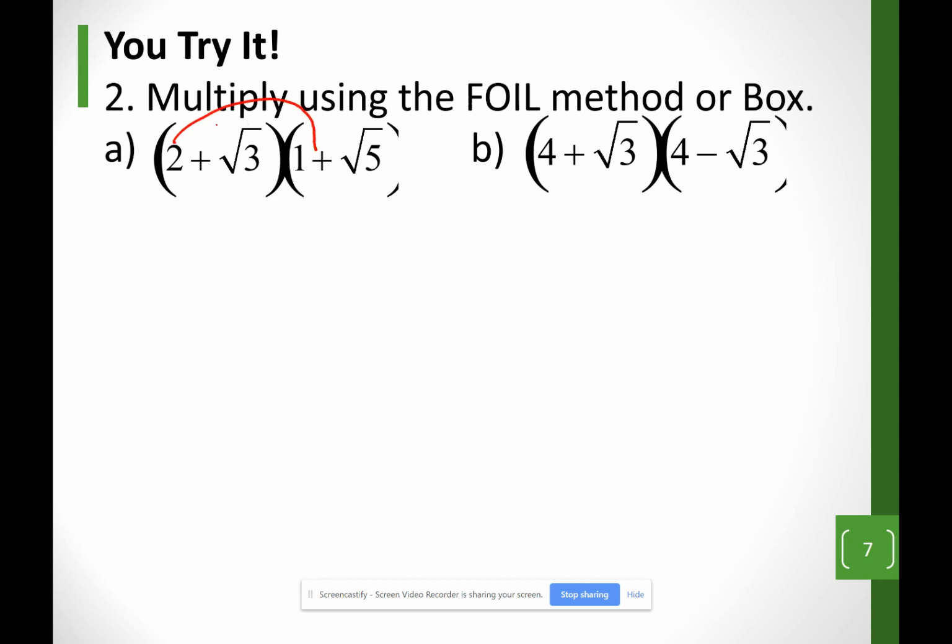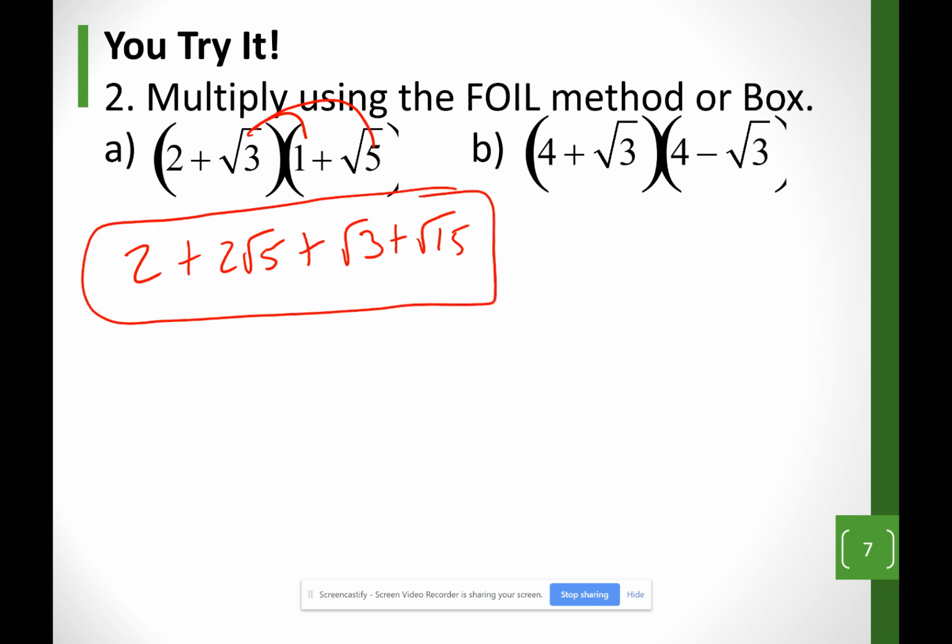Let me distribute the 2. 2 times 1 is 2. 2 times radical 5 is 2 radical 5. Let me distribute the radical 3. I have 1 radical 3 plus radical 15. Now, none of them can be simplified. None of them are like terms. That's it.